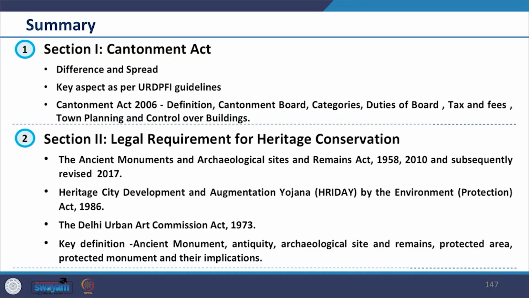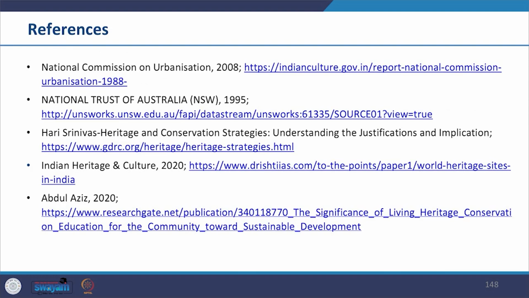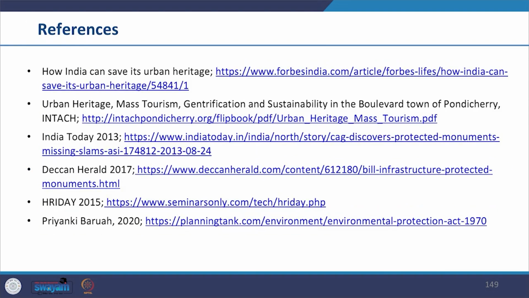So this was what we covered in section 2, summarizing this section. We looked at the Ancient Monuments and Archaeological Sites and Remains Act of 1958, 2010, and subsequently we saw 2017. We saw the Environmental Protection Act of 1986, through which the RIDEP is done. Then we see the Delhi Urban Art Commission Act of 1973, and we looked at the various key definitions. So these were the references used for this purpose.